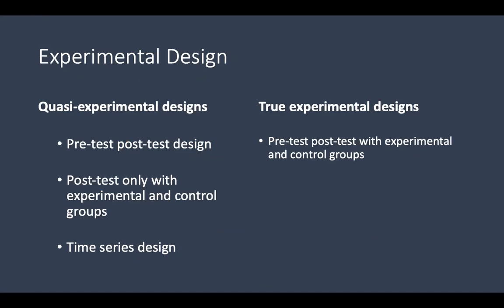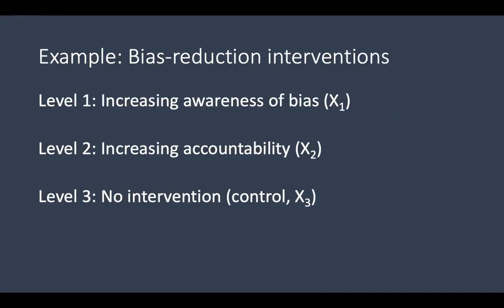There are different types of experimental designs. Let me just wrap it up before we go into a break. There are quasi-experimental designs which don't have a control group but only have pre and post test, or post-test only with experimental and control groups, and sometimes a time series design. But the true experimental designs always have pre-test and post-test with both experimental and control groups. There are also different ways of controlling for different kinds of factors.